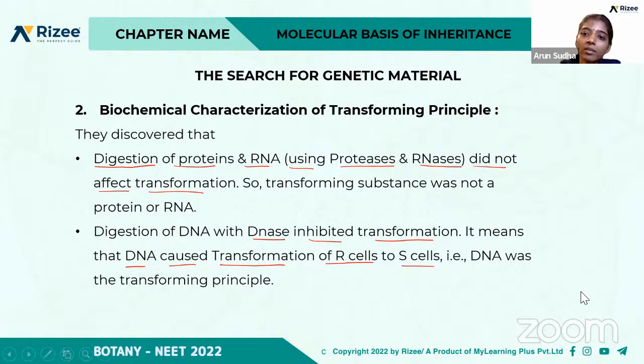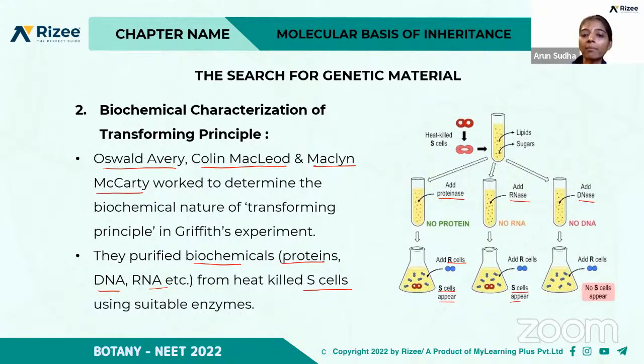Okay. So you are clear till now in these two experiments, about Griffith and how it was found, that is the biochemical characterization by Avery, MacLeod, and McCarty. Okay, clear?